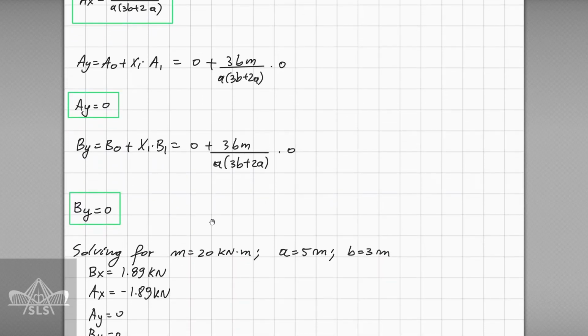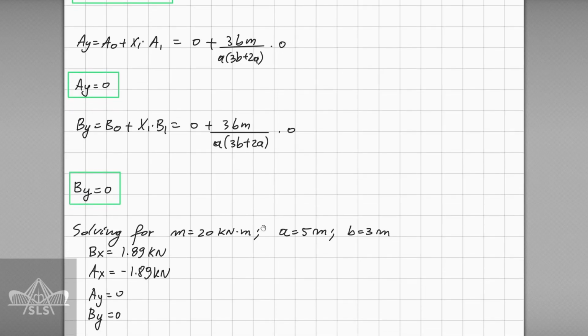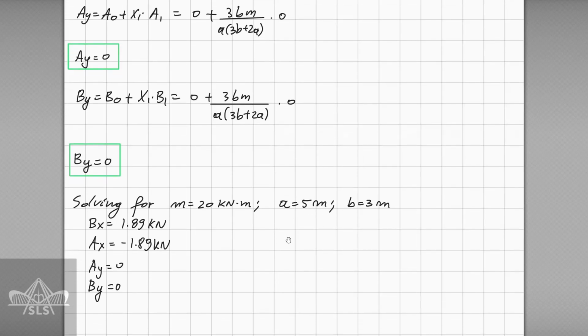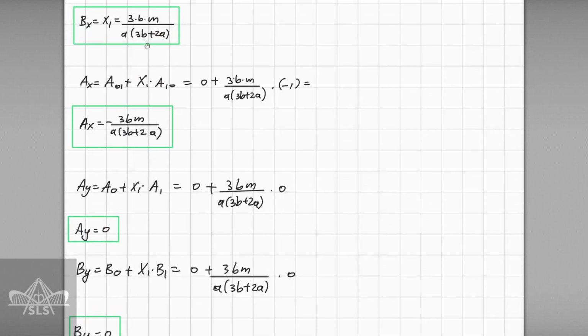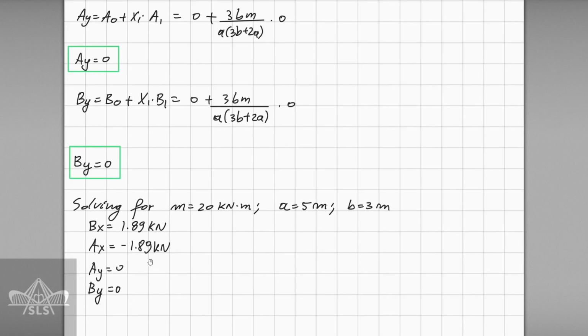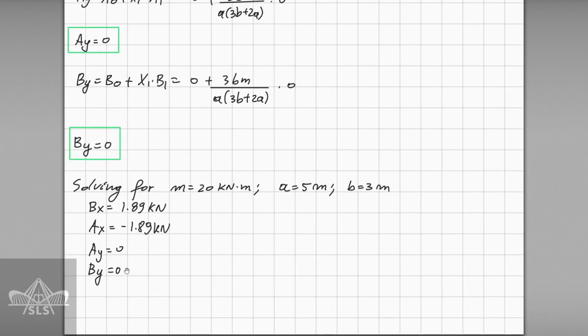So next, let's just assume some values for which we can solve. Then after that, we are going to compare the results with finite element method software. If we assume that those bending moments are going to be 20 kilonewton times meter, and we have A equal to 5 meters and B equal to 3 meters, these are going to be the following results if we input those values in these formulas which we already calculated. We're going to have BX is going to be 1.89 kilonewtons, AX minus 1.89 kilonewtons, and AY and BY are going to be 0.